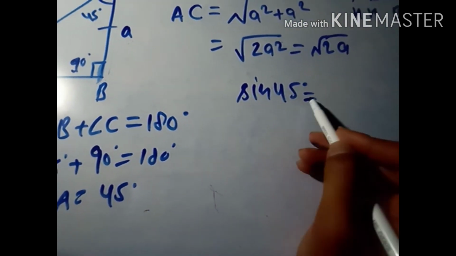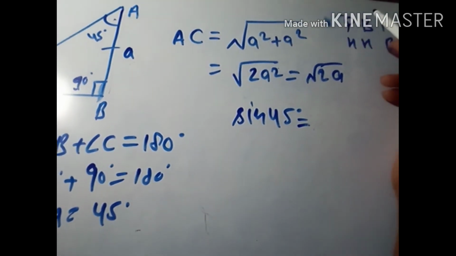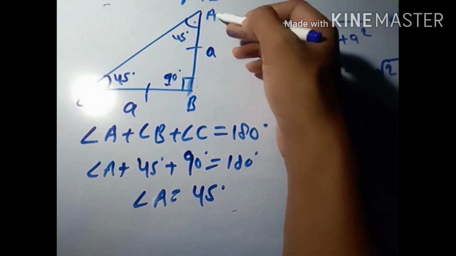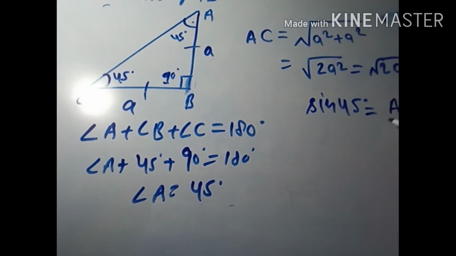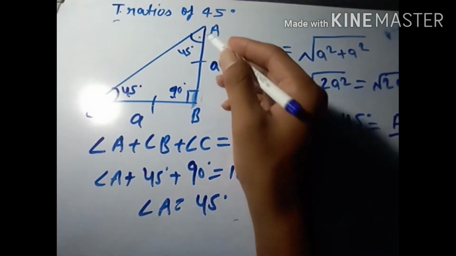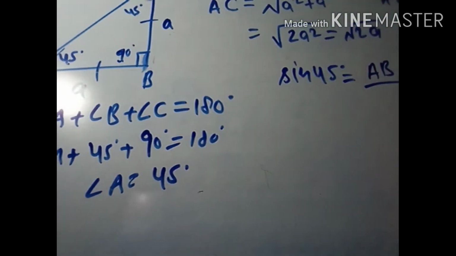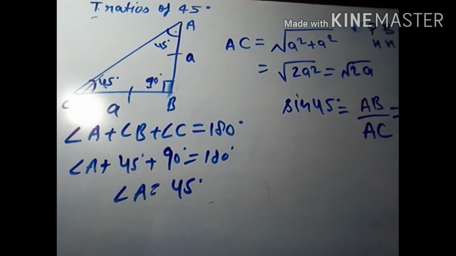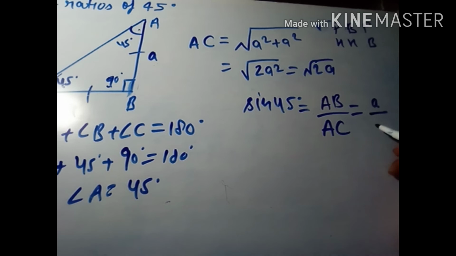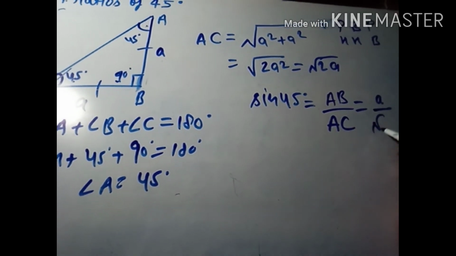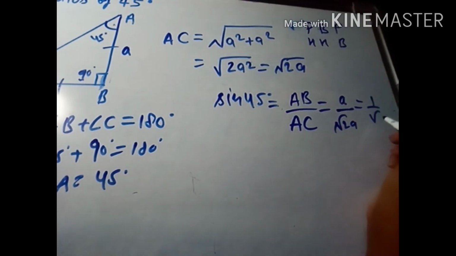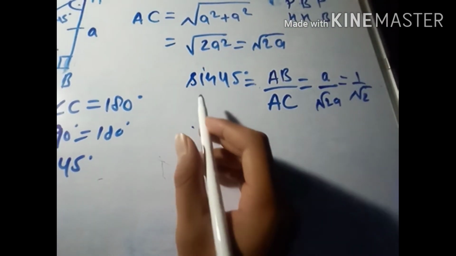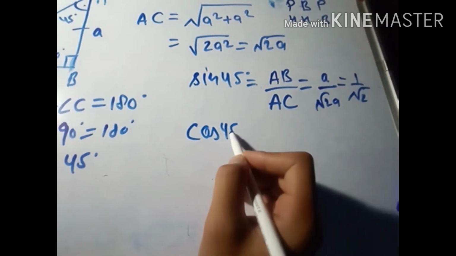Starting again, sine 45 degree is equal to perpendicular upon hypotenuse. So perpendicular is AB and hypotenuse is AC. AB is A and AC is root 2 A. So this gives 1 upon root 2. Understand? Move to next, cos 45 degree.